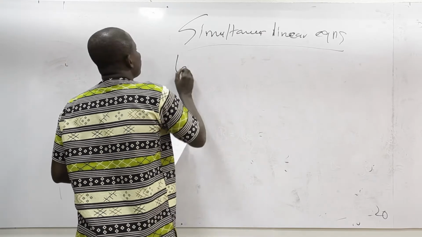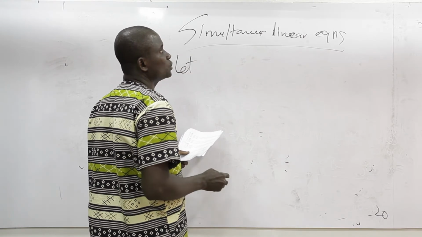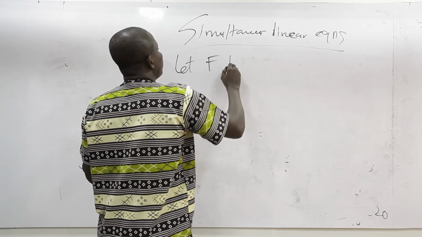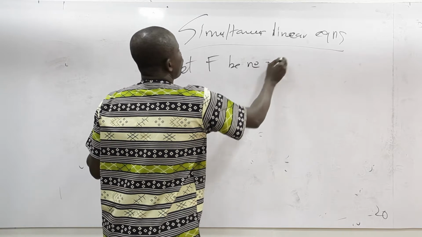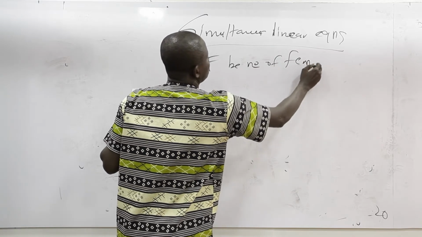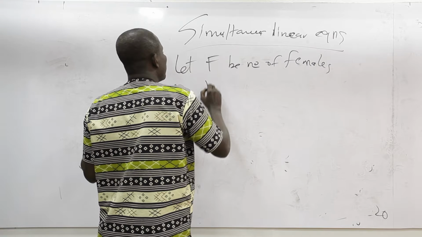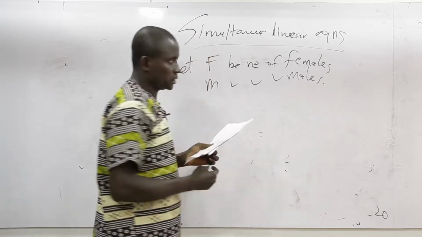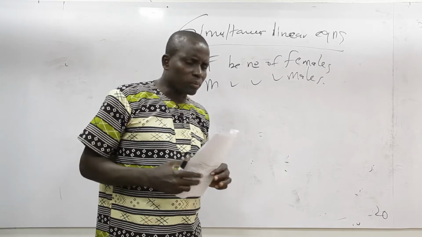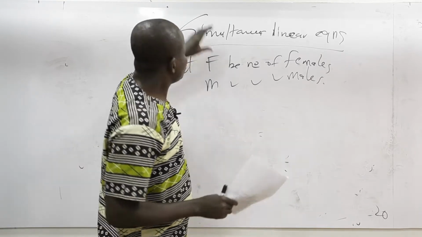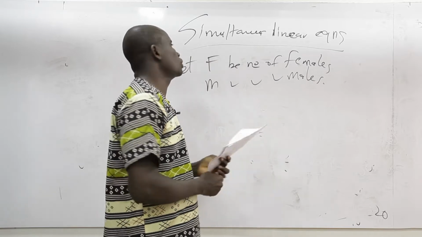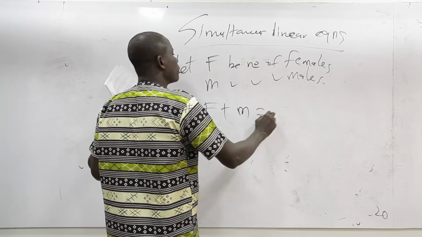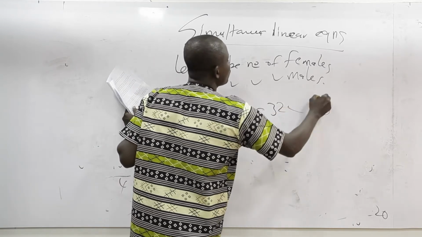Now look at this and follow. The moment you understand it, then you don't have any problem. Let F be the number of females, and then M be the number of males. That's the first point. Now, there are 32. How do you get 32? So number of females, which is F, plus number of males, M, is equal to 32. This will give you equation 1. Take note.